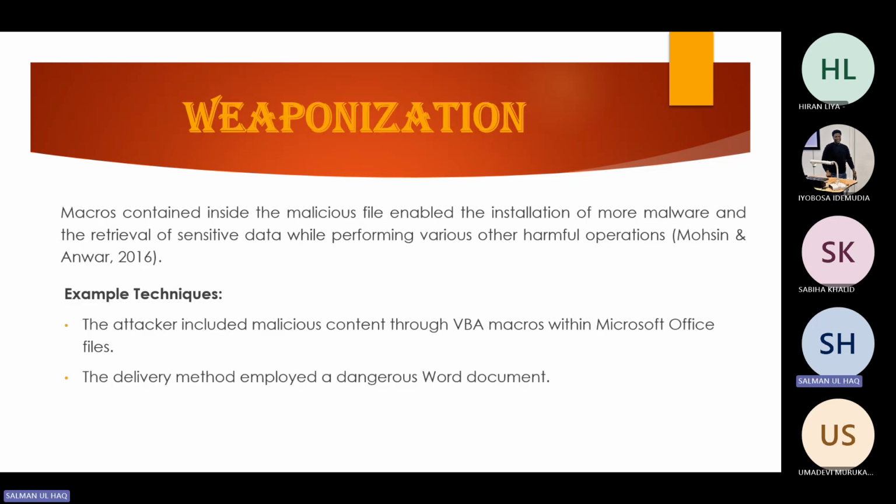The second stage is weaponization. In the weaponization phase, the attacker creates a malicious payload to use as the attack's weapon. In our case, the weapon was the malicious Word document that contained VBA macros. These macros were programmed to perform harmful operations such as installing additional malware and stealing sensitive data. Attackers weaponize files like Word documents by embedding malicious code in them, which is activated when the document is opened.